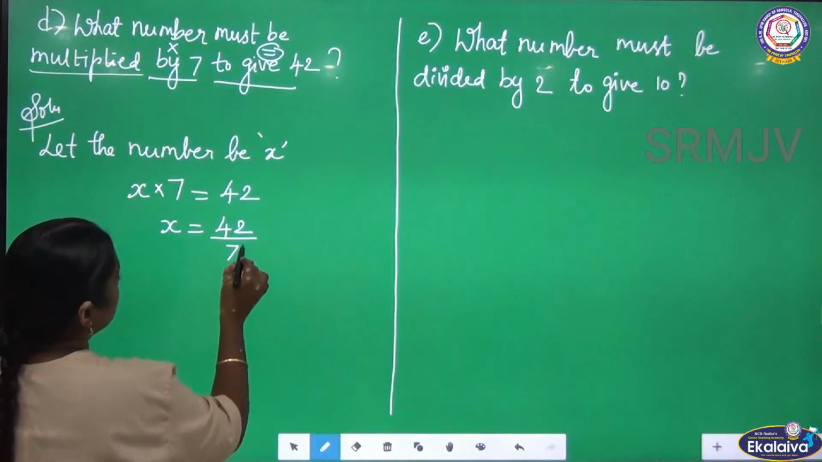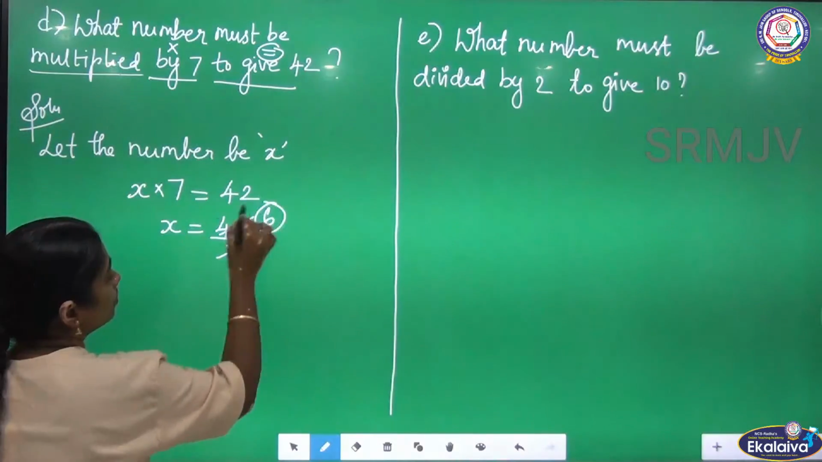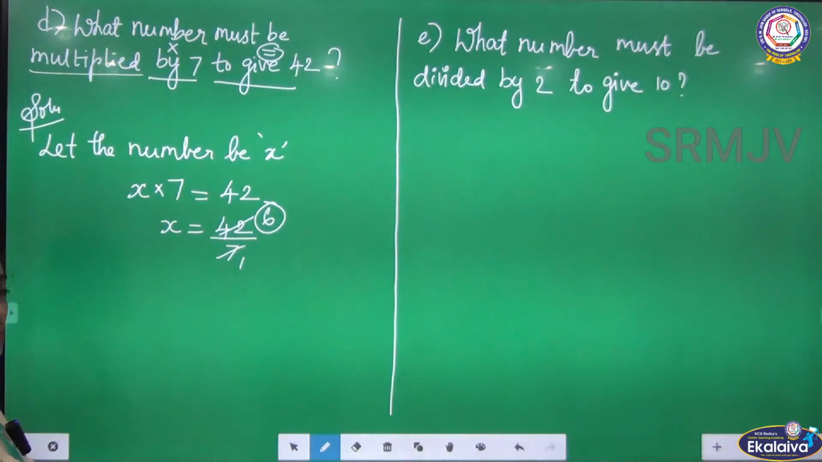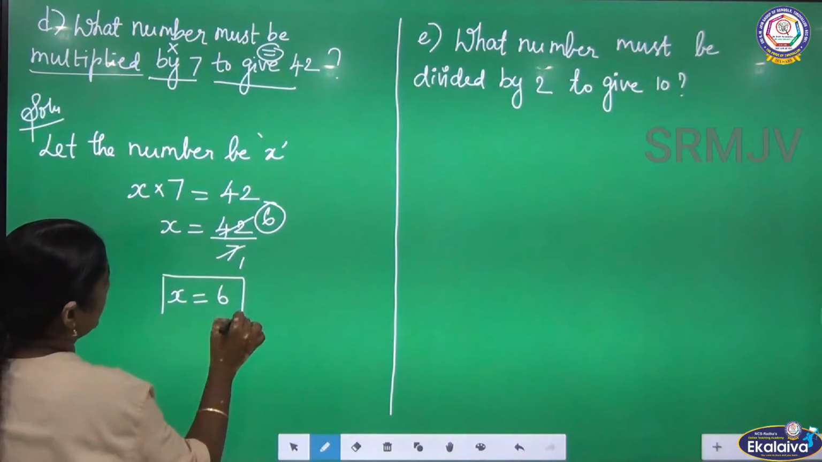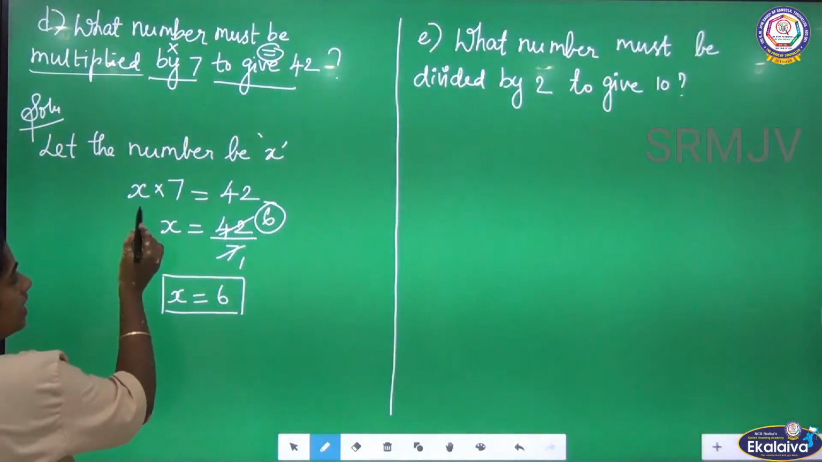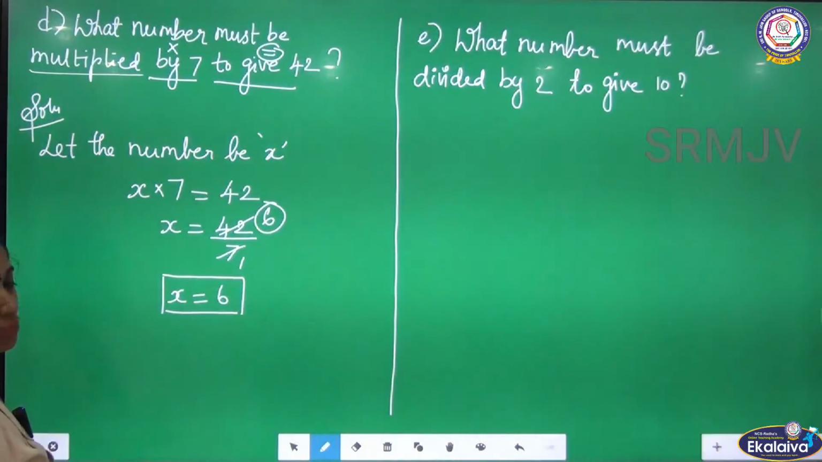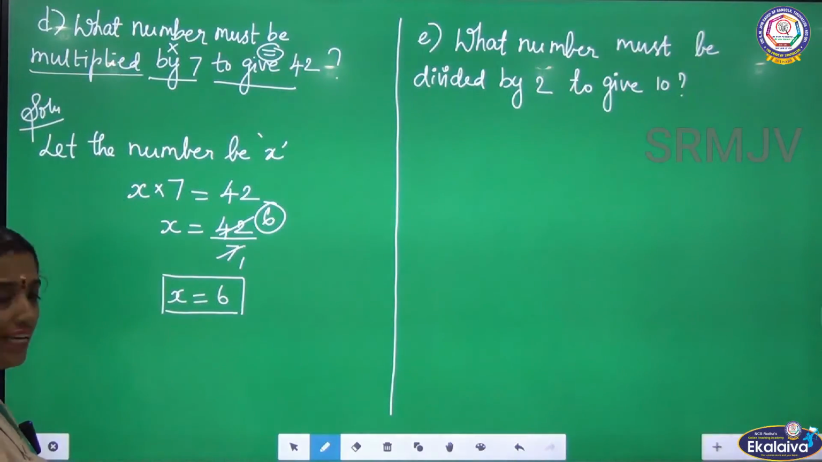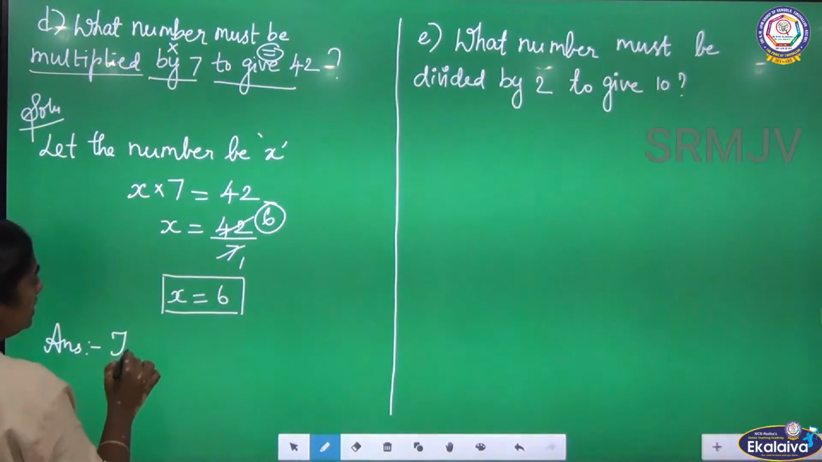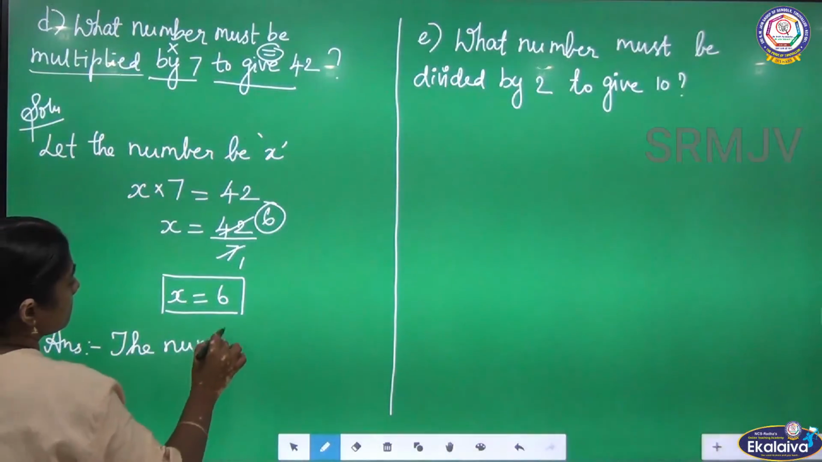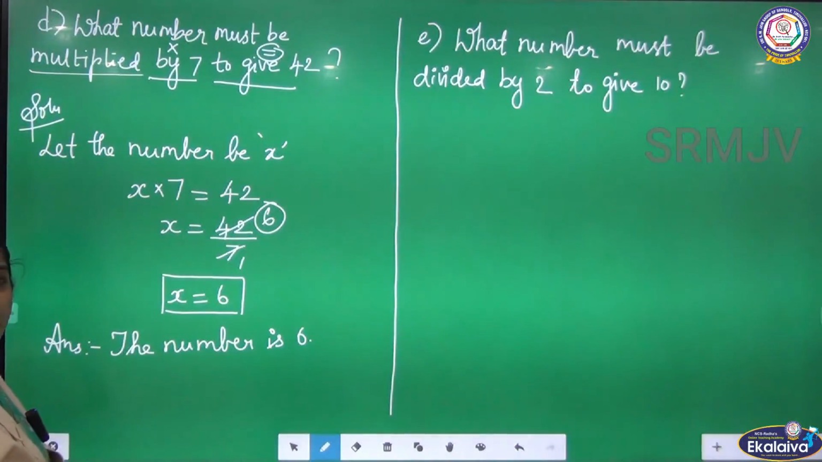Listen, 7 ones are 7. 7 sixes are 42. Got it? So x is equal to what? 6. So 6 sevens are 42. Clear? If I multiply 6 with 7, I get 42. So the answer is, the number is 6.